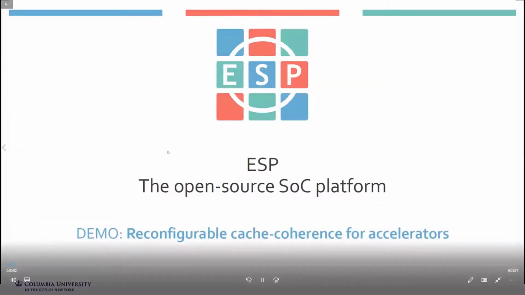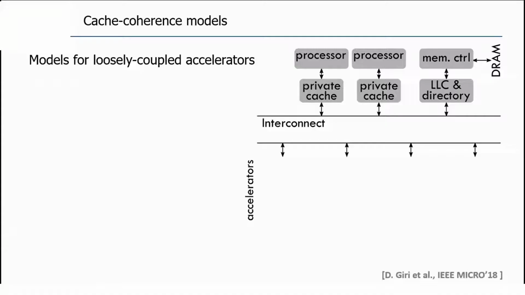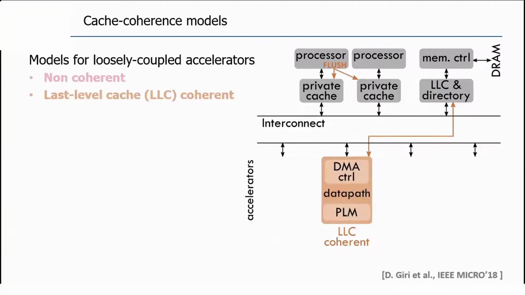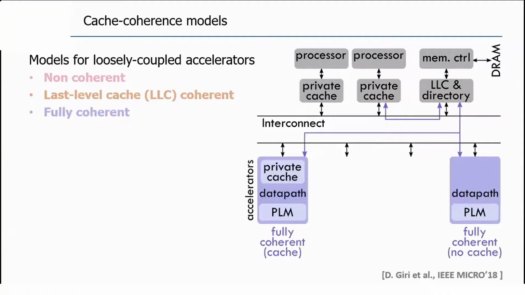In this demo, we are demonstrating on FPGA our work on reconfigurable cache coherence models for accelerators. There are three main cache coherence models for accelerators. The non-coherent model has accelerators bypass the cache hierarchy and do direct memory access to the DRAM. The last level cache coherence model, which we introduced, has the accelerators send their memory requests directly to the last level cache without keeping coherent with the private caches.